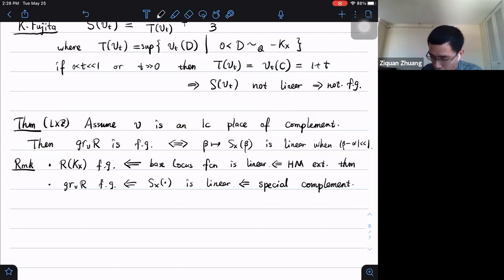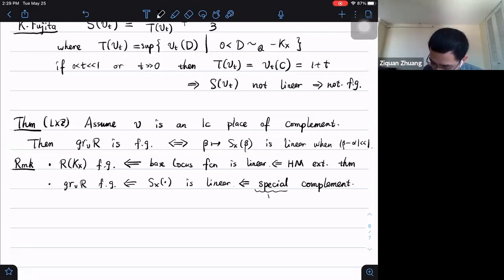What this special means, let me say very briefly. Just as the name suggests, if you have a log canonical place of a complement, it induces a degeneration to something log canonical. A special complement is a complement where the log canonical places induce a degeneration to something KLT. I want the degenerations to be special instead of only weakly special. So roughly, this means all induced degenerations are special.